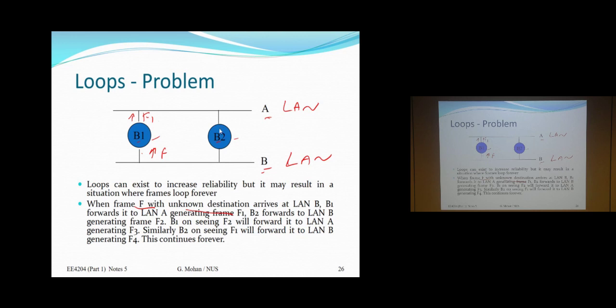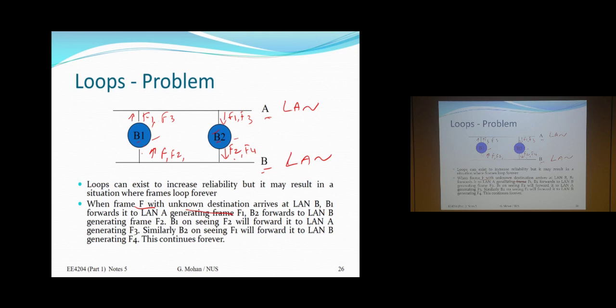So this frame 1 is received by B2. Let's say B2 also does not know the destination. Then it will forward to this port, F2. So it receives F1 here, and it forwards F2. When F2 is received here, it still does not know the destination. So it will forward through the other LAN. It generates a new frame and transmits it again. We call it F3. F3 is received here. Still B2 does not know the destination, so it transmits onto the other LAN. We call it F4.